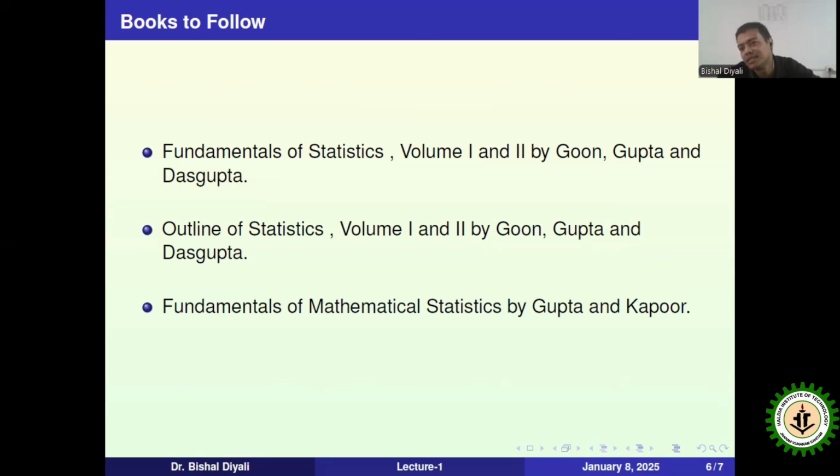And if somebody is not from a statistics background, if they are from other subjects, then they can go for the third book. That is specially for the ones who are not from statistics.